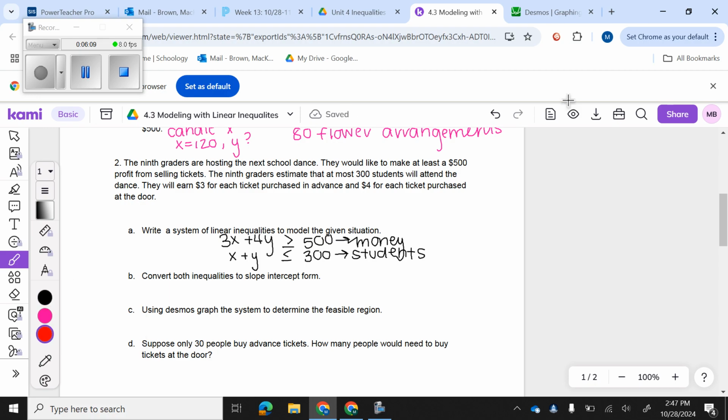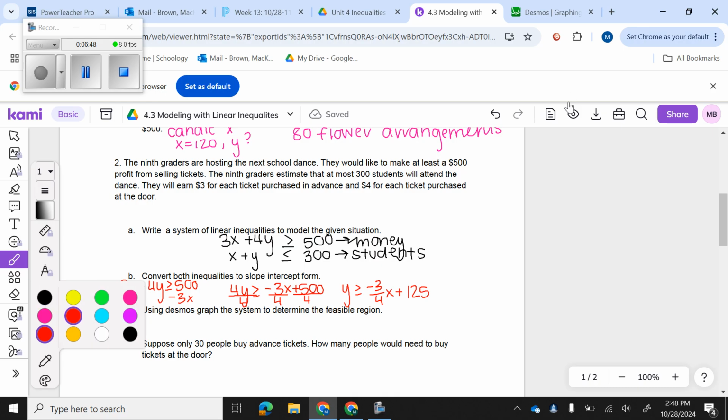Now it wants me to get both of these in slope-intercept form. So my first guy, I've got 3x plus 4y is greater than or equal to 500. I'm going to subtract 3x from both sides. And I'm going to have 4y is greater than or equal to negative 3x plus 500. To get that y by itself, I'm going to divide everything by 4. And you're going to have y is greater than or equal to negative 3 over 4x plus 500 divided by 4, which is going to give you 125. All right, so there's my inequality about money.